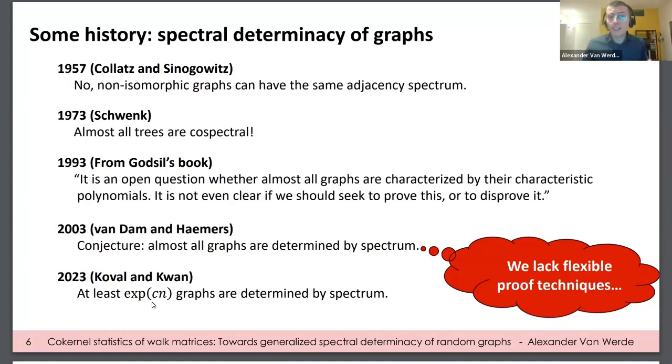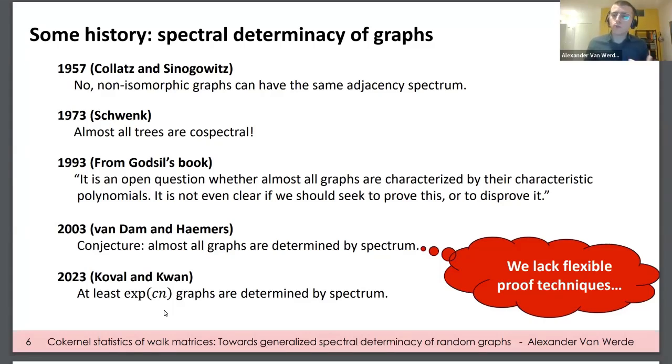However, one should note that exponentially many graphs is in some sense not that many, considering that there's exponential of n squared many non-isomorphic graphs on n vertices. So the fraction shown to be determined by spectrum, by Koval and Kwan, is still very small. And they suggest that the proof techniques which are currently available are in fact also just not going to be sufficient to go much further than this.